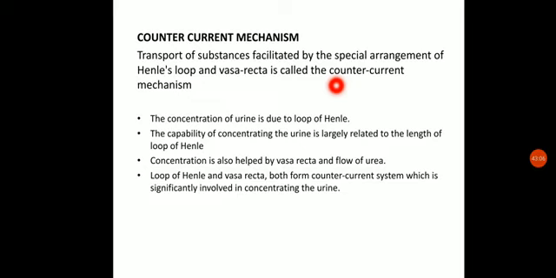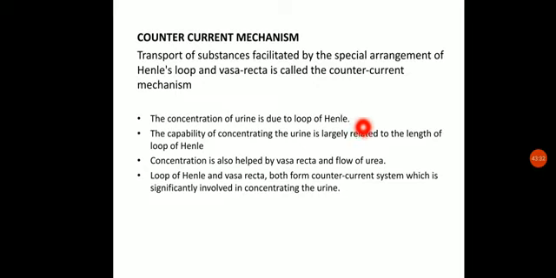The movement of both fluids will be countering each other, and this will be responsible for transportation of substances, and hence it is called the counter current mechanism. The concentration of the urine is due to the loop of Henle. We know that the descending limb of the loop of Henle is called the concentrating segment. So the concentration of urine is due to the loop of Henle, and the length of the loop of Henle will be deciding the concentration.